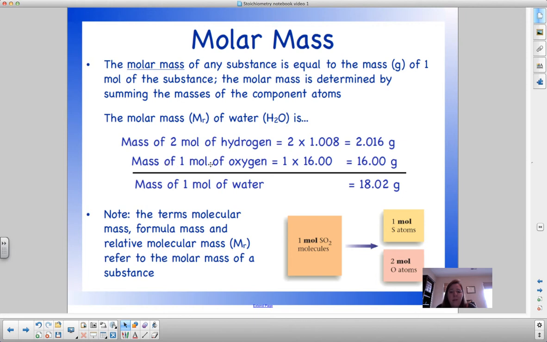So we had the mass of 1 mole of oxygen is 1 times 16. If you look in our periodic table, it's 15.99. After we add those two together, we get 18.02 grams of water. Okay, that's how many grams are in 1 mole of water.